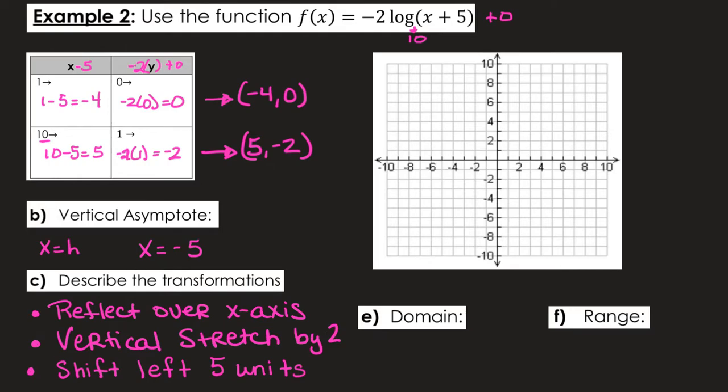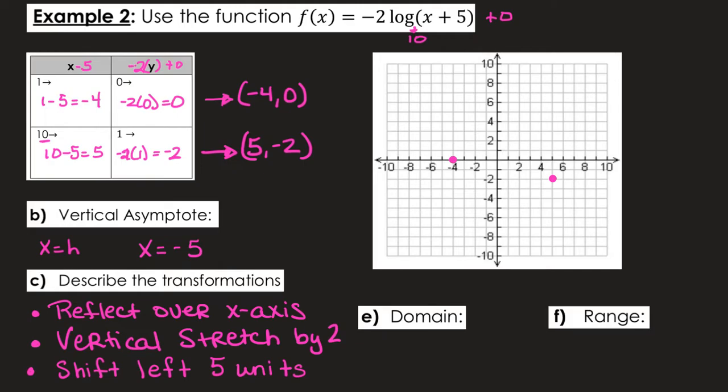Now at this point, you notice again that I have not even looked at the graph. I don't know what it looks like. I'm just going based on the function and the information that's given to us. Let's go to our graph and put our reference points. We have negative 4, 0, and we have 5, negative 2. And then we need to go ahead and do our vertical asymptote.